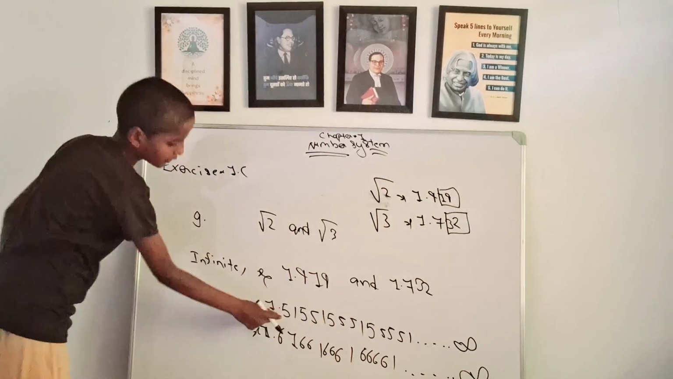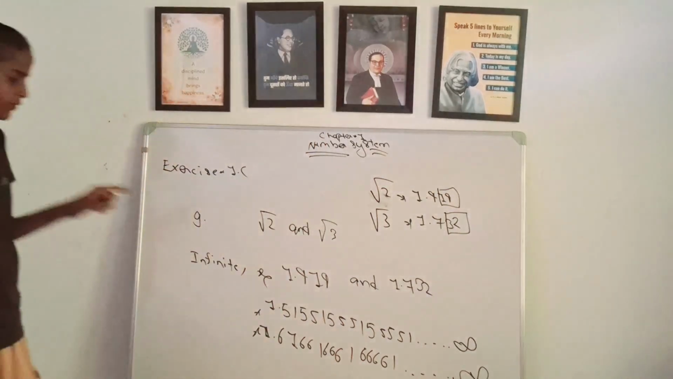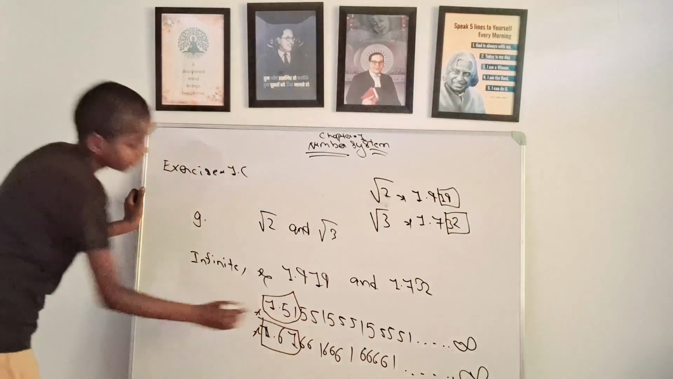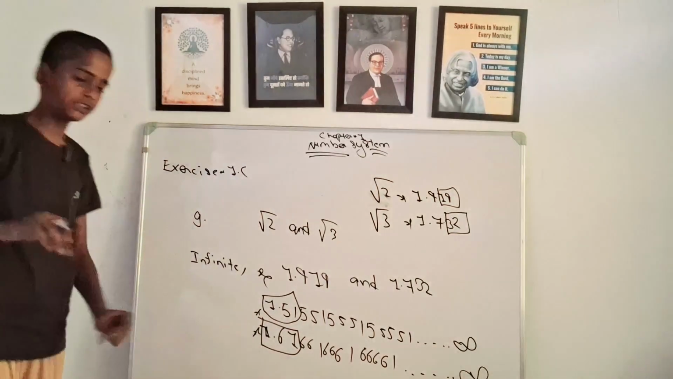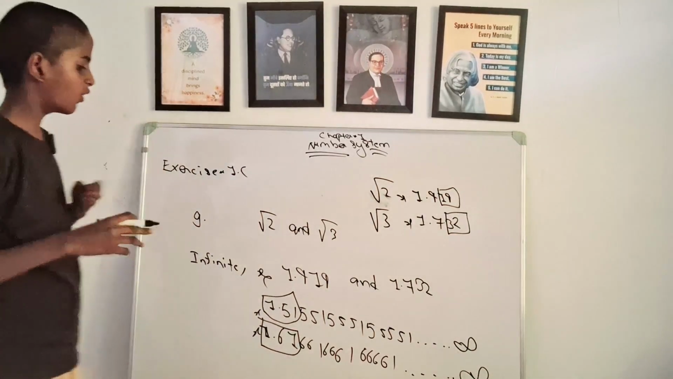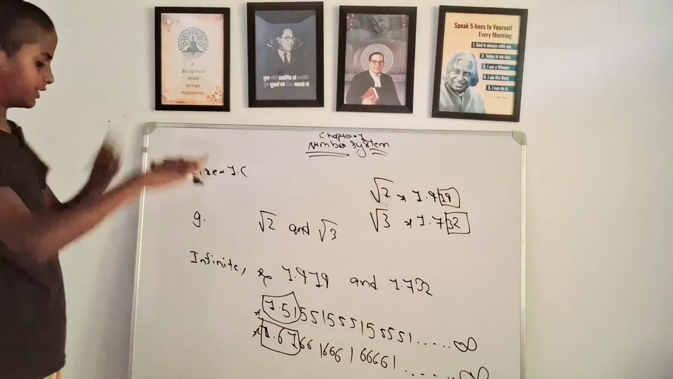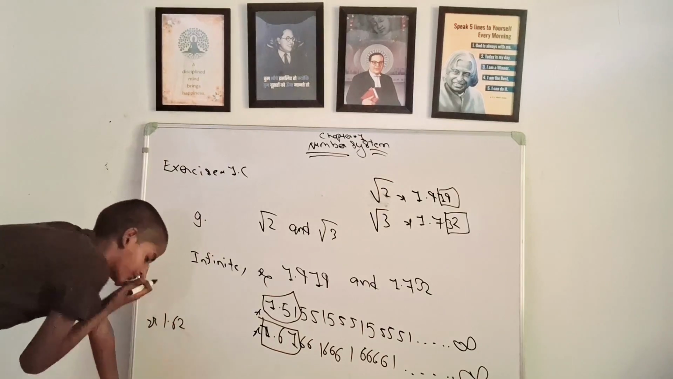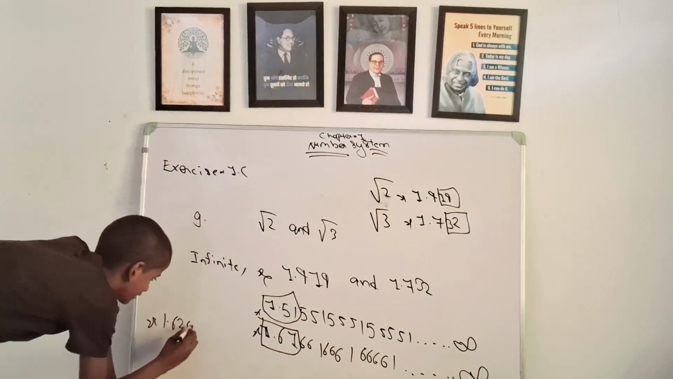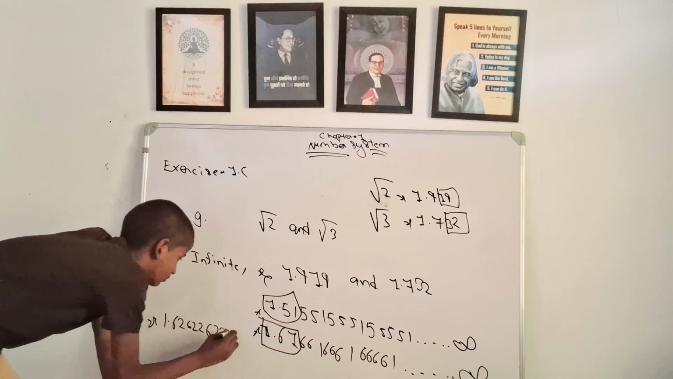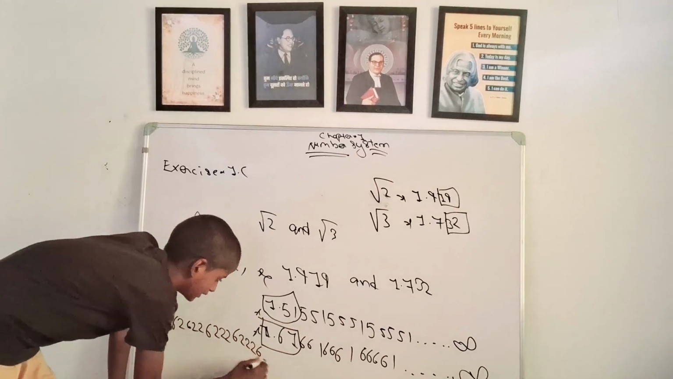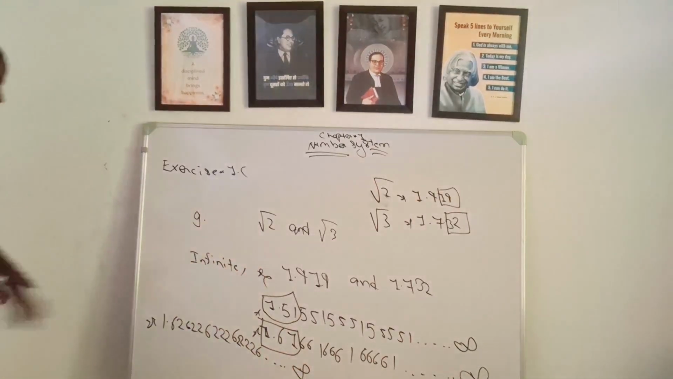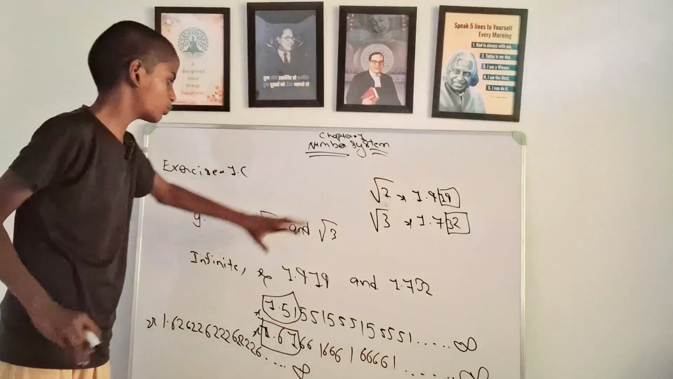After that 1.5, 1.6. But we noticed 1.51 and 1.61. After this 1.61, the values are 1.62, 1.63. The numbers are increasing. So the third number is 1.62, then 6, 226, 2226, and infinite. We can find 3 irrational numbers between root 2 and root 3.